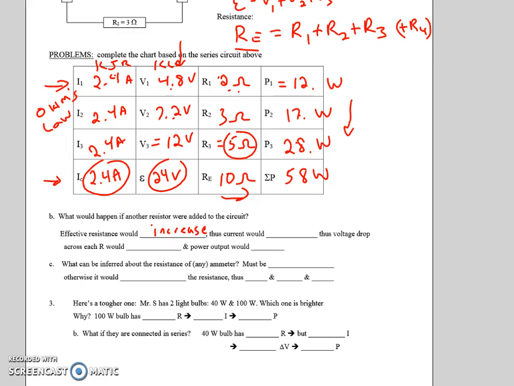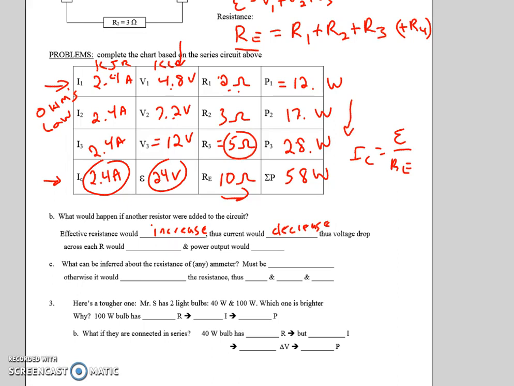Okay, what would happen to the current then? Well, according to Ohm's law, our overall current is equal to the EMF divided by the effective resistance. Okay, so I'm not looking at the individuals, I'm looking at the whole. So our EMF is the potential across the whole circuit, and the effective resistance is what the circuit feels as a whole. So EMF stays the same, but effective resistance went up, so the current would decrease.